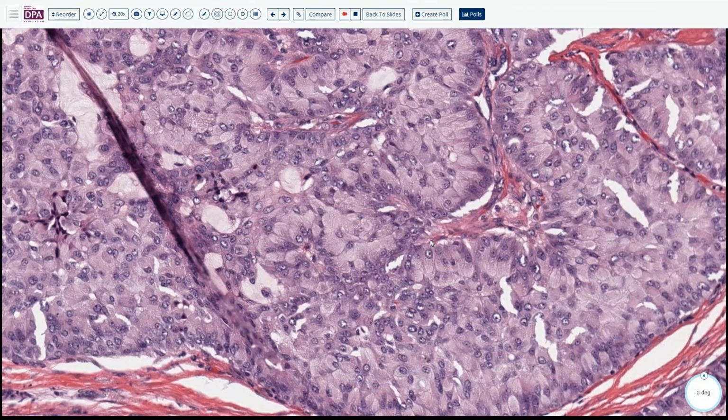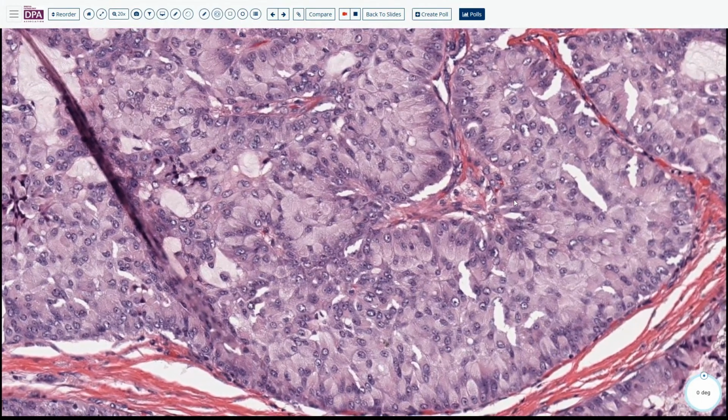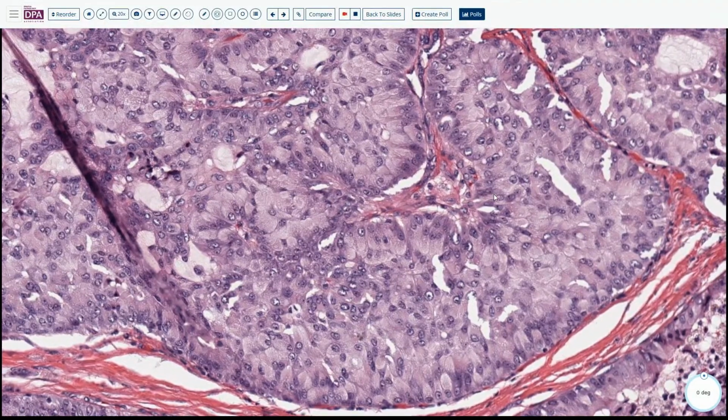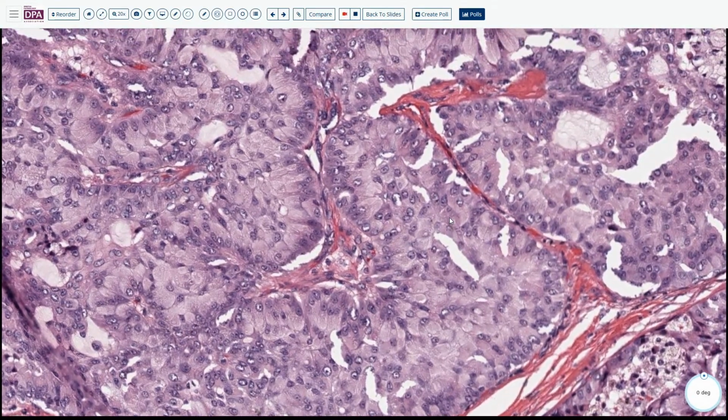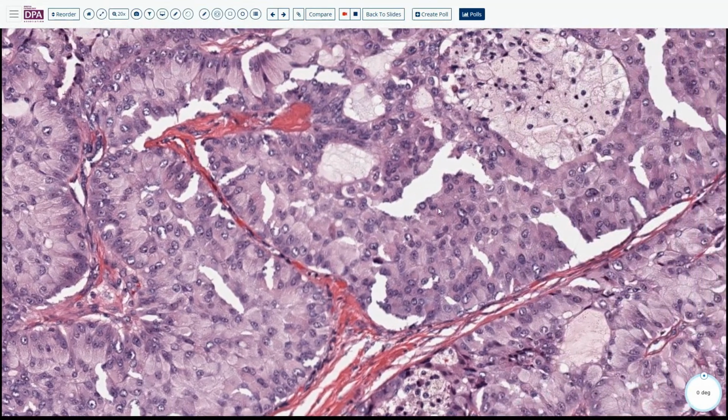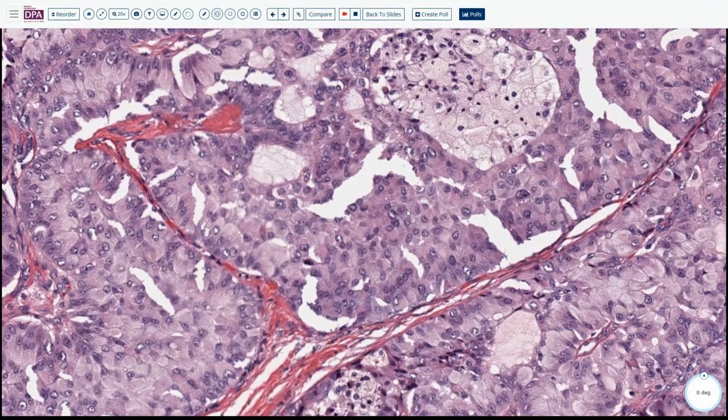And the cells are monomorphic, round, oval. There is vesicular chromatin and nucleoli. So it almost looks a little granular as well. And with all of that, I would go with solid papillary carcinoma.